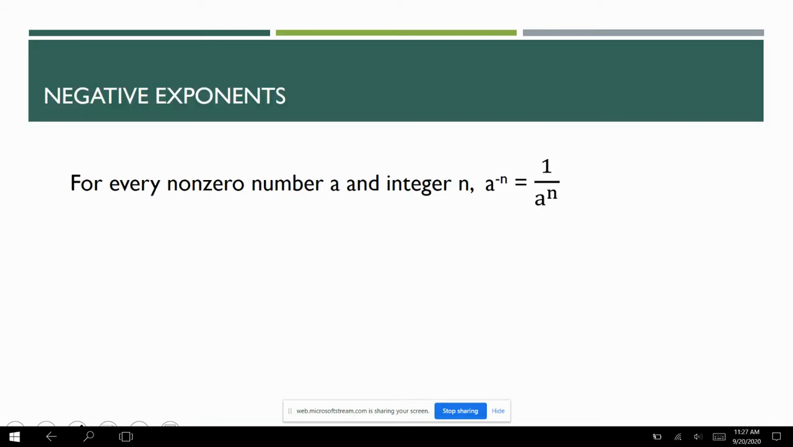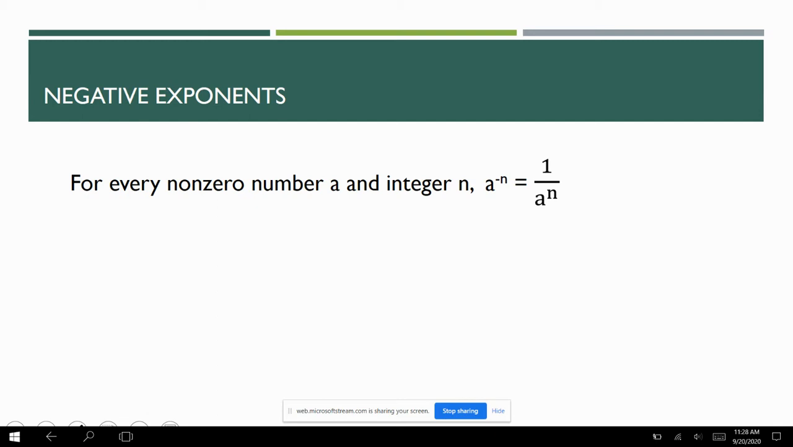So let's start with negative exponents. For every non-zero number a and an integer n, a to the negative n equals 1 over a to the n. So when we see negative exponents, really we just need to think about them as a notation. They are another way to express 1 over that base written to its positive power.